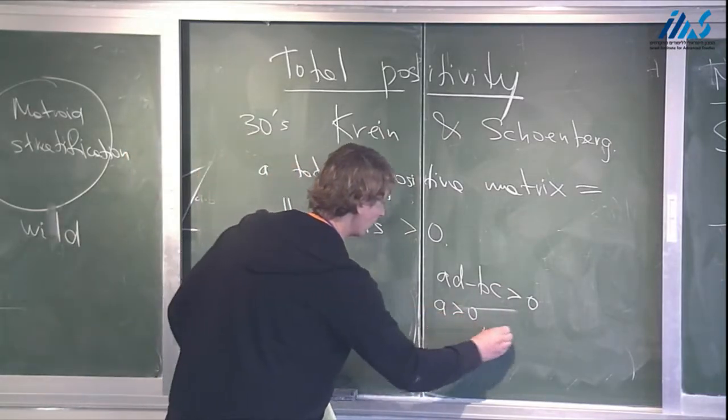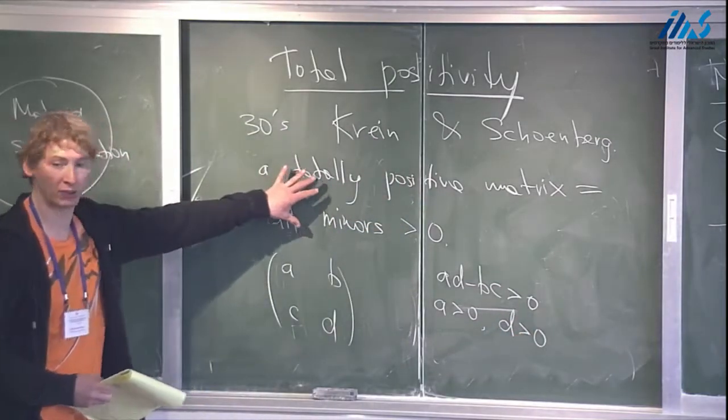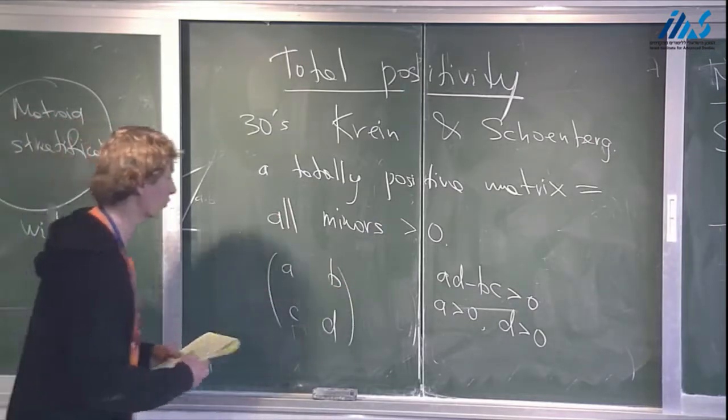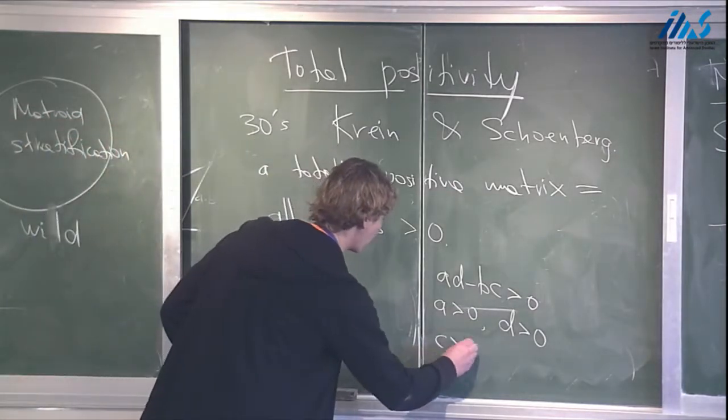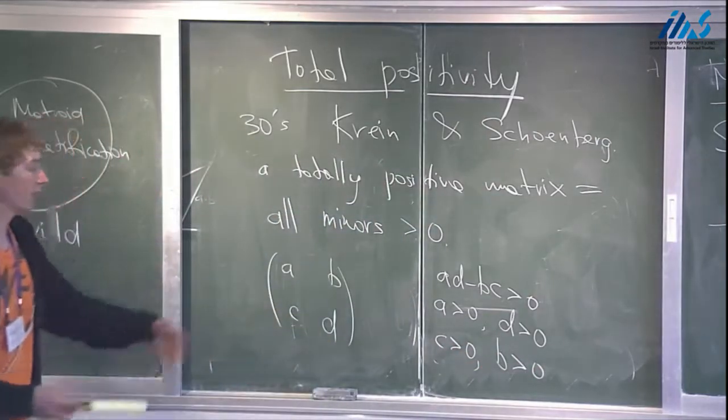A is greater than 0 and D is greater than 0. So that's positive definite. But for total positivity, you also require that all other minors are positive. So in this case, you also require that C is greater than 0 and B is greater than 0. Okay, so in this case, it's relatively easy.